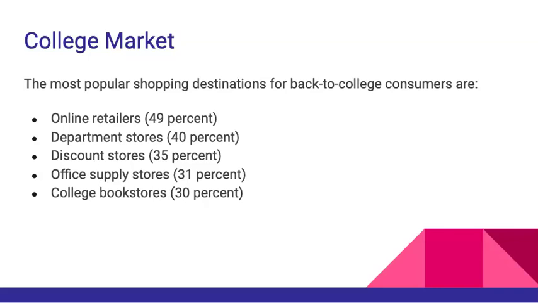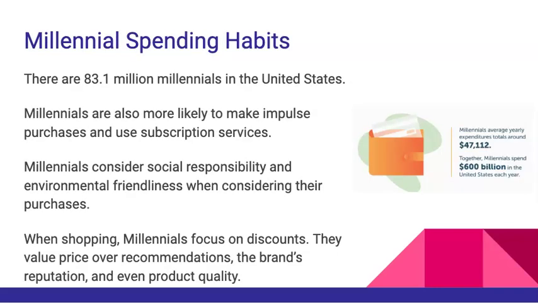The most popular shopping environments: it's not surprising that online is the most popular, and college bookstores rank at the bottom of that list. Looking at the spending habits of millennials, there are currently 83 million millennials in the U.S. They're more likely to make impulse purchases and use subscription services. They are likely to consider social responsibility. And when shopping, they focus on discounts and value over a brand's reputation.